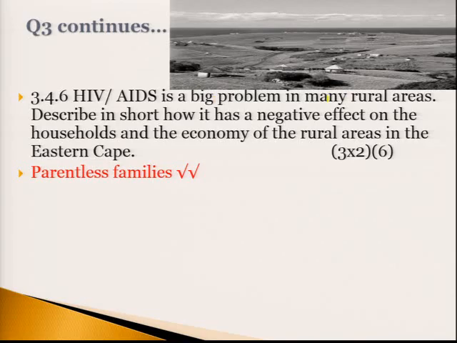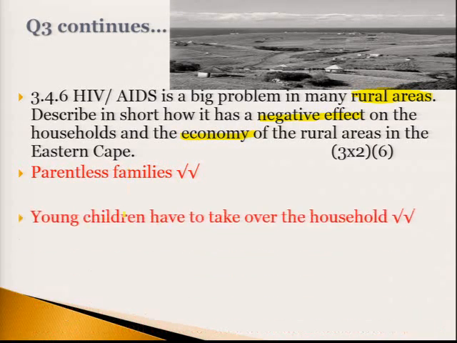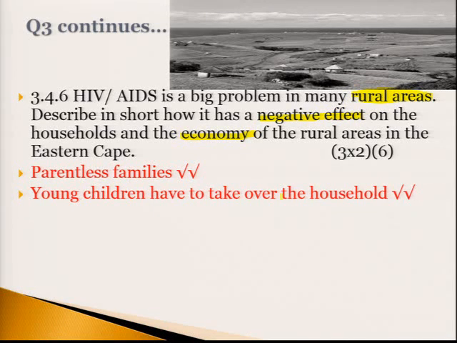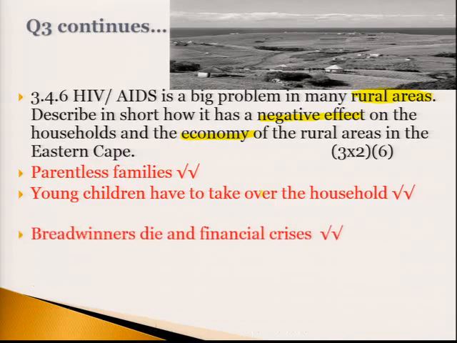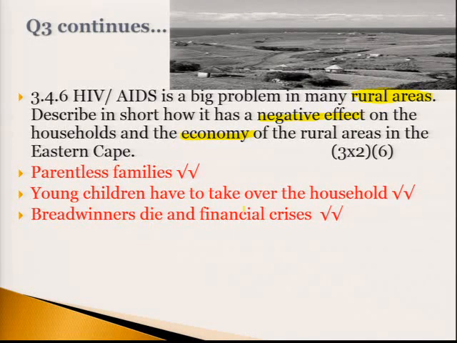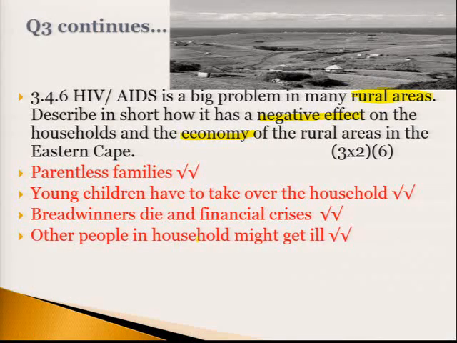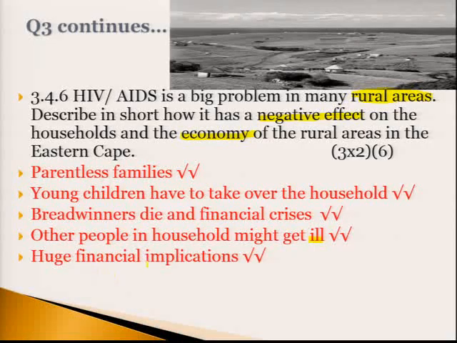3.4.6, HIV and AIDS, it's a big problem in many rural areas. I think this is a fact. Describe in short how it has a negative effect on the households and on the economy of the rural areas in the Eastern Cape. Once HIV and AIDS creeps in, we start to have parentless families, families without parents. Young children have to take over. That's why we call them child-headed families. And then breadwinners have now died. We start now to have a financial crisis. Other people in the households might even get sick because of HIV and AIDS. And then there will be huge financial implications if they are not there anymore.